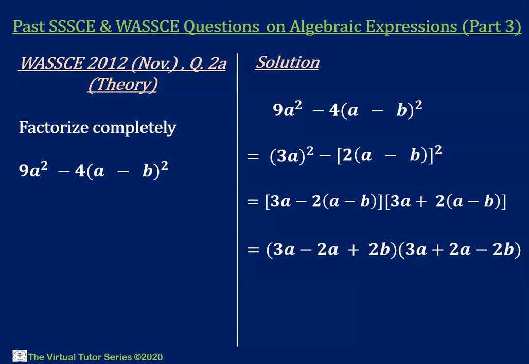Now, let's add or subtract the like terms in each group. For the first group, we have 3a minus 2a to be a, giving us (a + 2b). And for the second group, we have 3a plus 2a to be 5a. So that gives us (5a − 2b).